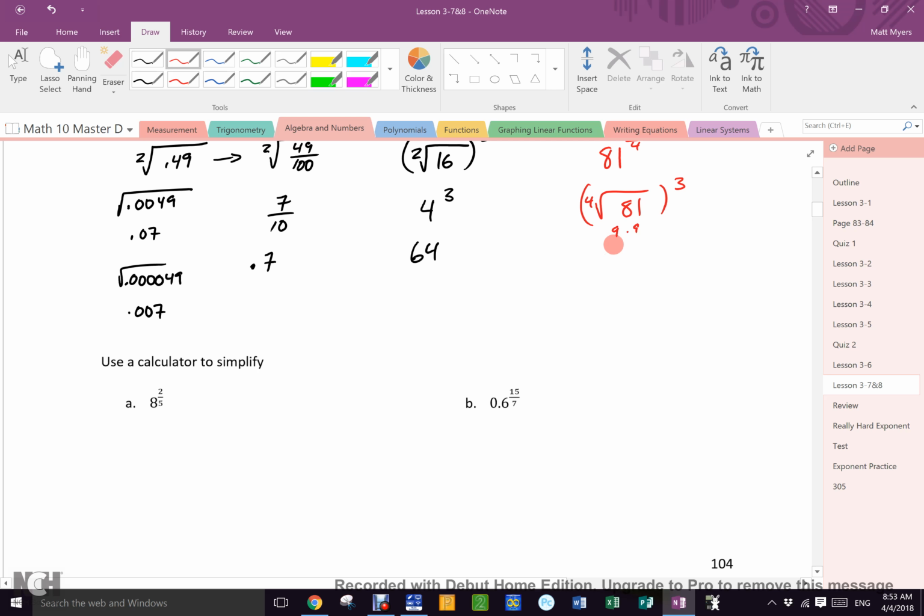9 times 9, 3 times 3, 3 times 3. There's my group of 4. So the fourth root of 81 is 3 cubed, which is what? 27. And that's the easy ones. Those are the ones we can actually work out. Look at the next one and tell me why I say you have to use a calculator.